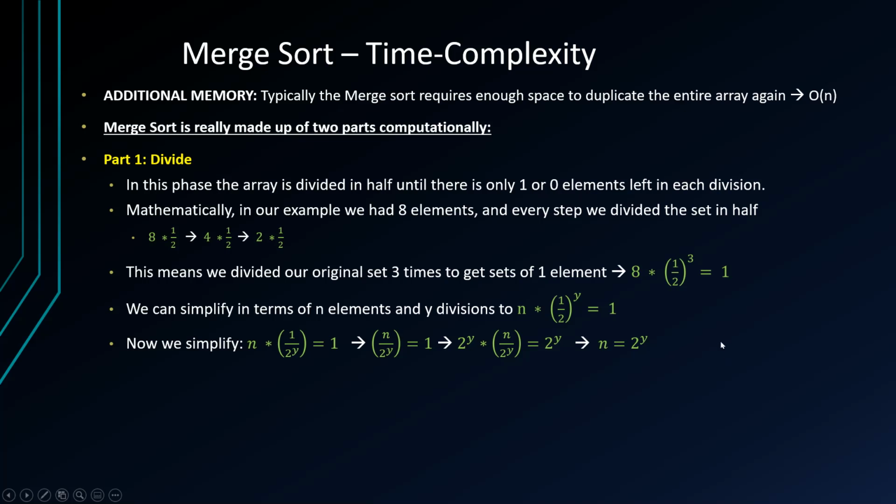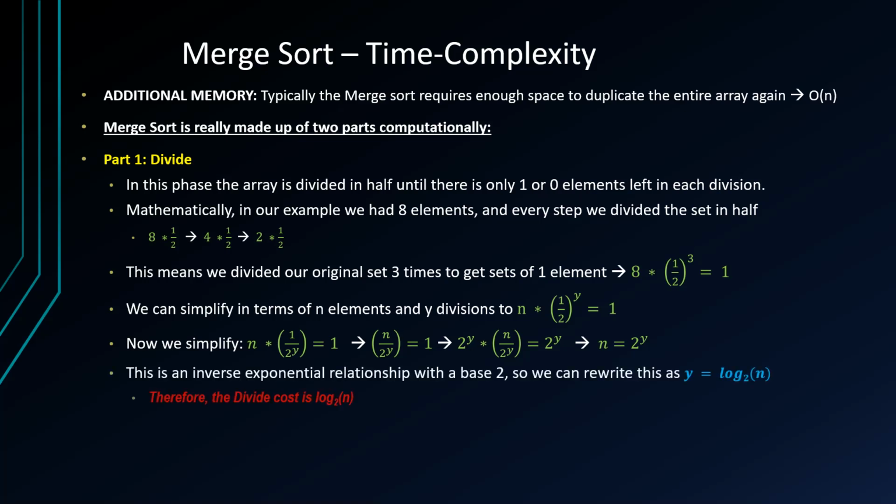That's a much simpler equation. Not only that, that's actually a pretty special relationship. It's what we call an inverse exponential relationship, and it has a base of 2. This is a very special form of expression. We can actually rewrite this as something called a log. Now, if you've never covered logs before, don't worry about that. Just accept it for what it is for now, and we can go into more detail on it later. But basically, n is equal to 2 to the y can be rewritten as log base 2 of n.